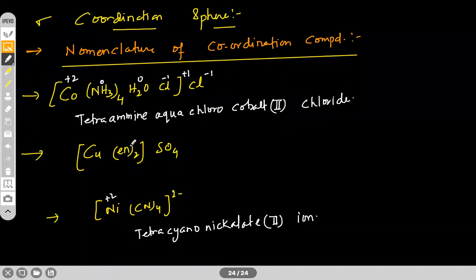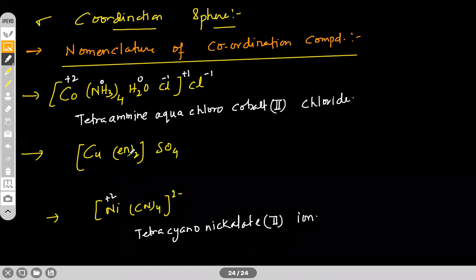The name of this ligand is what? Ethylene diamine or ethane 1,2 diamine. So the name of the ligand already contains a di term with it, like ethane 1,2 diamine. When the name of the ligand contains a term like di, tri, tetra, then for these numbers we do not use di, tri, tetra again, but we use bis, tris, tetrakis, like that. So if it is two, we'll write down bis for this ligand.